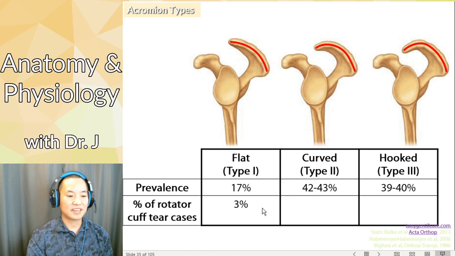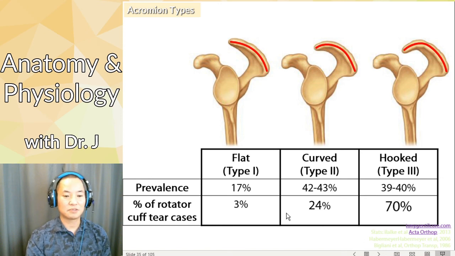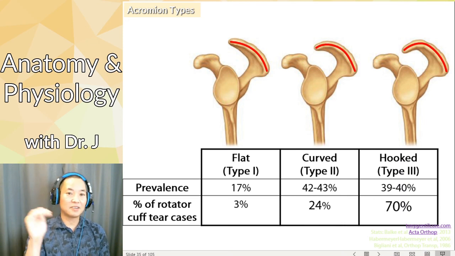Well, notice that the flat one barely has any of these rotator cuff tears, whereas people who have a curved one still have a higher risk, so type 2 has a higher risk than type 1. But notice that the hooked type actually has the majority of the rotator cuff tear cases. So just by that little hook.